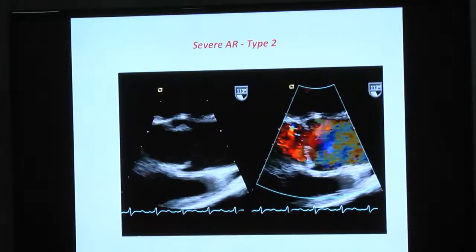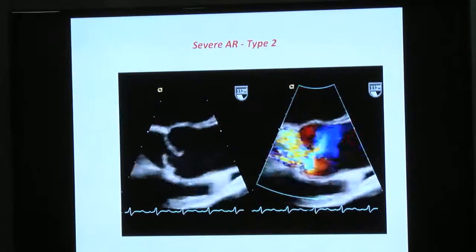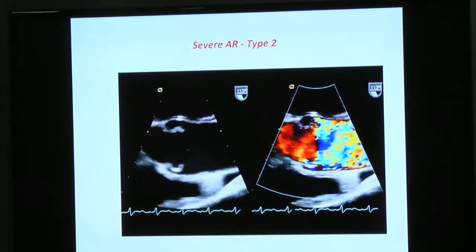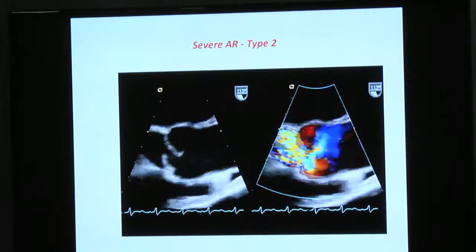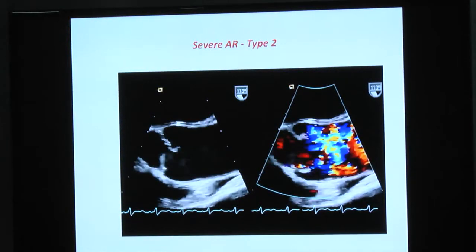Now coming to the grade 2 AR, there's prolapse of the right coronary cusp in the long axis, you can make out. Hence, the jet is directed more posteriorly. It is opposite to the direction of the prolapse of the segment. The severe AR is occurring, and the jet is directed towards the anterior mitral leaflet.